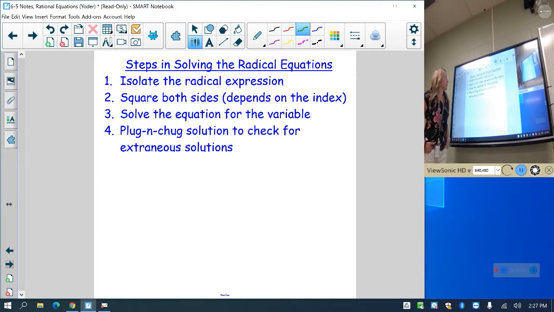Steps to solving radical equations. First thing you're going to do, and it's very similar to solving absolute value equations, is isolate the radical expression. You're going to square both sides, cube, take it to the fourth power, whatever the index of the radical is. Solve the equation for the variable, plug and chug to check for any extraneous solutions.